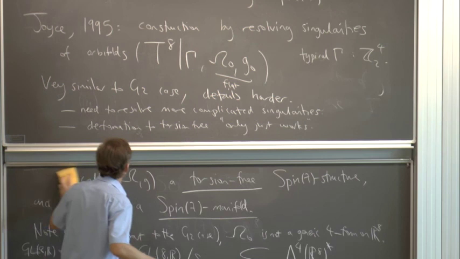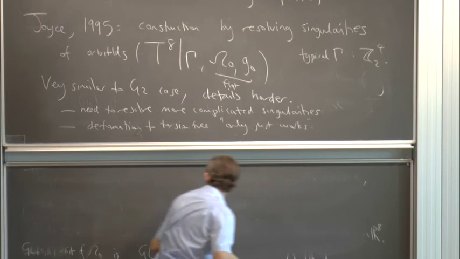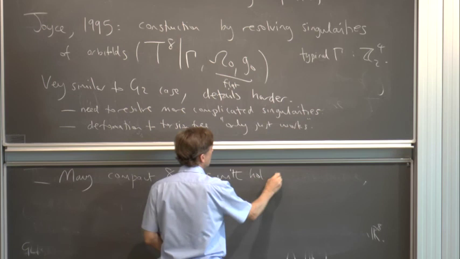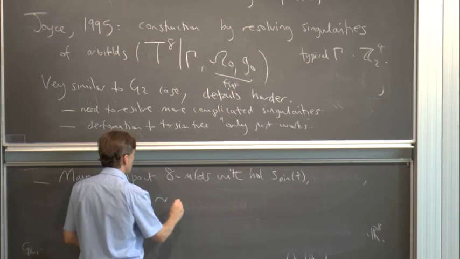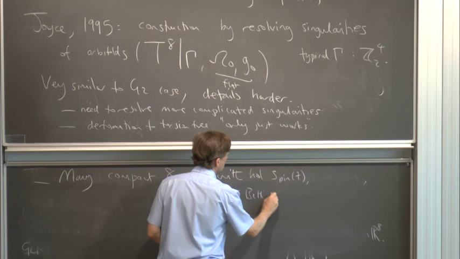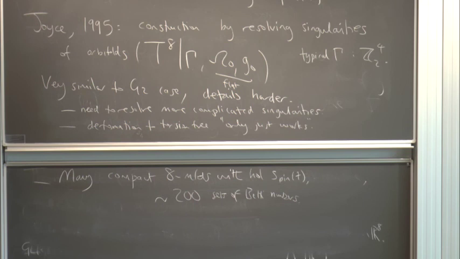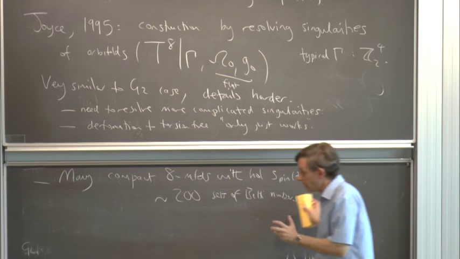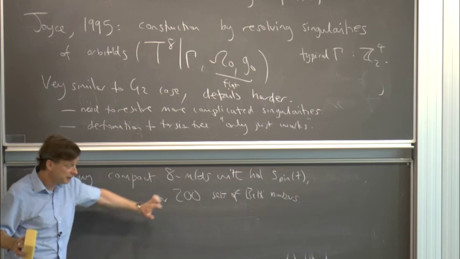and you can get, I don't know how many, compact 8-manifolds with holonomy Spin(7) with around about 200 sets of Betti numbers in my book. But actually you can distinguish different 8-manifolds with the same sets of Betti numbers by properties of the cup product on the cohomology, and therefore these represent probably a lot more than 200 distinct 8-manifolds.